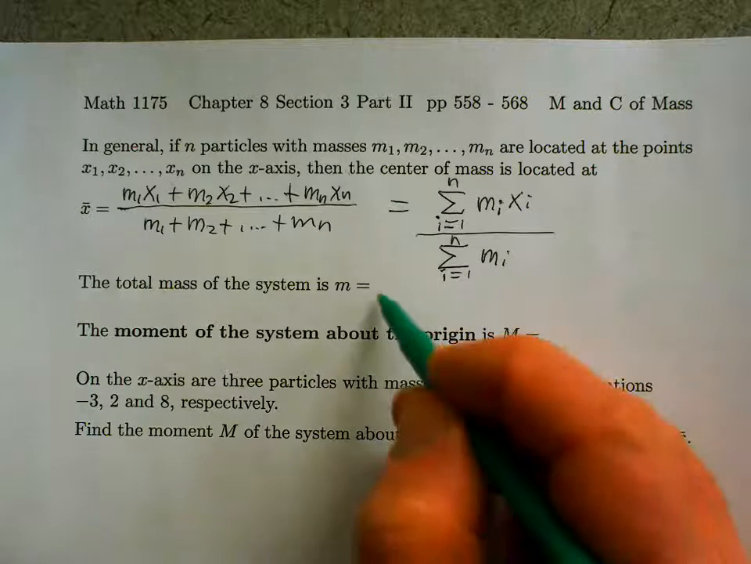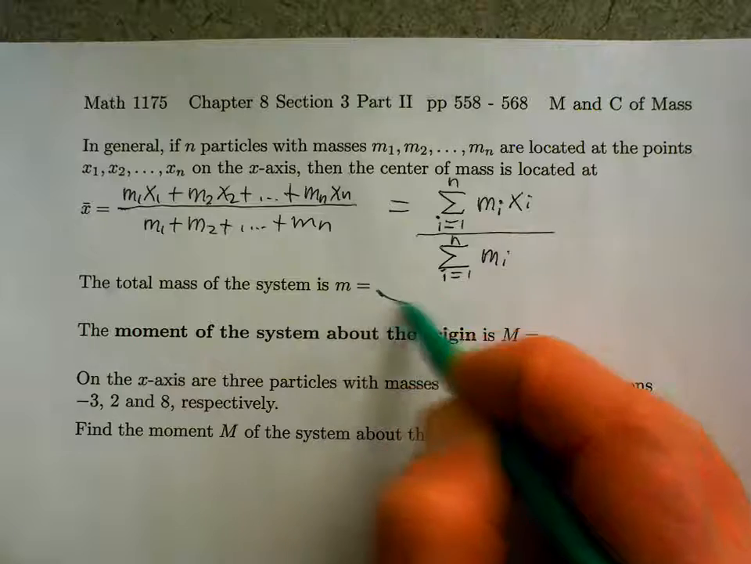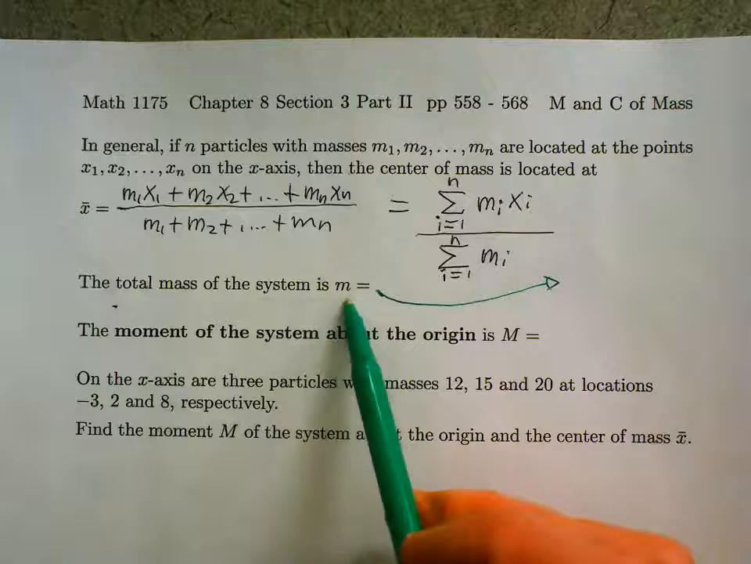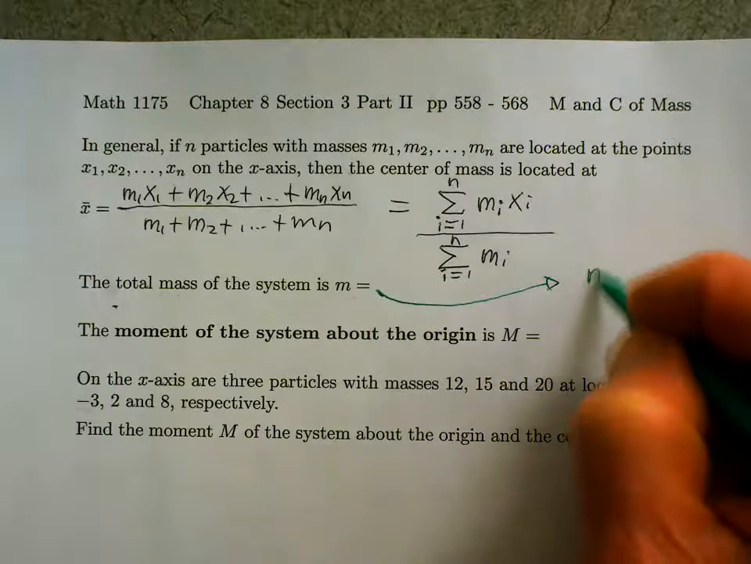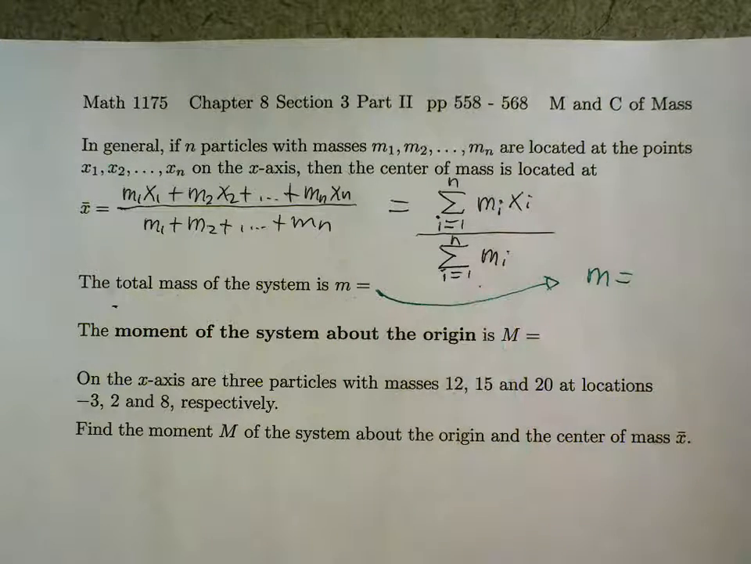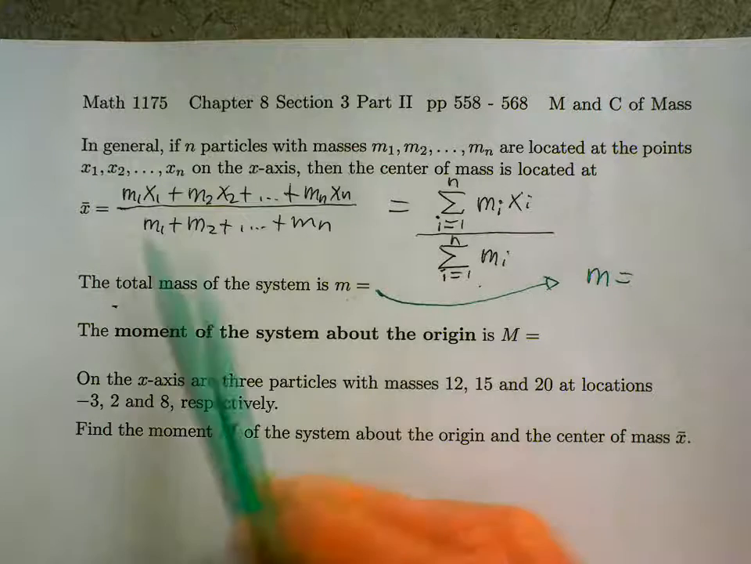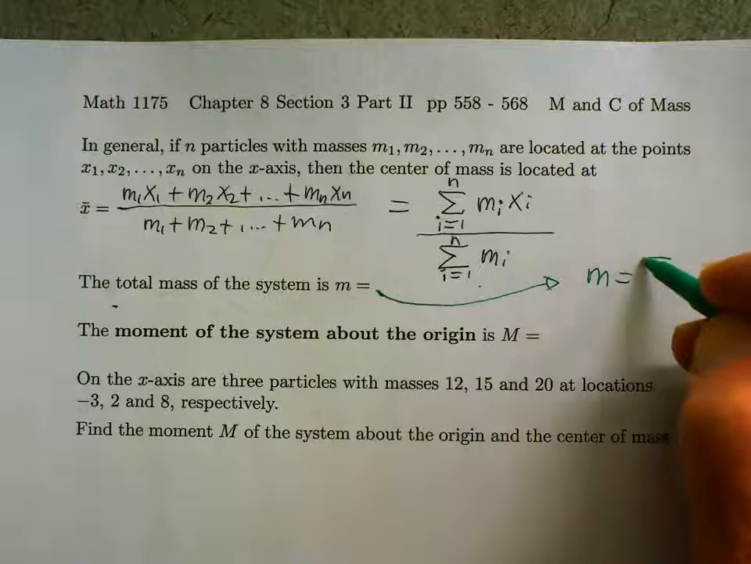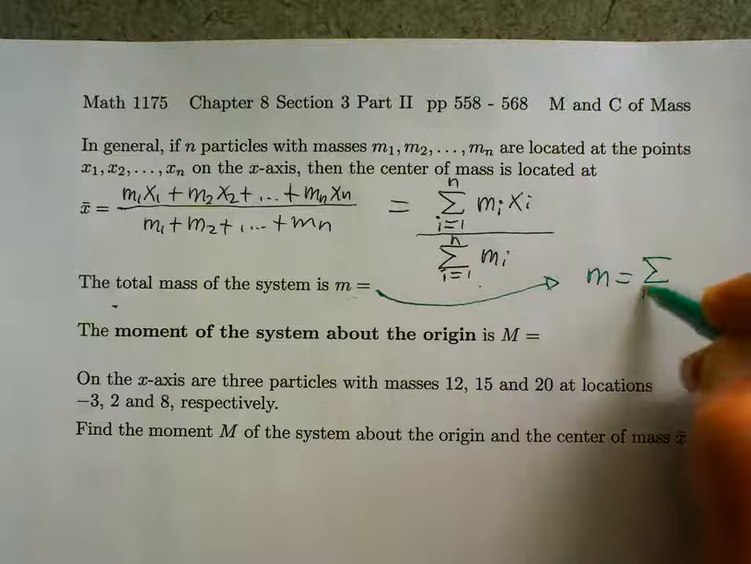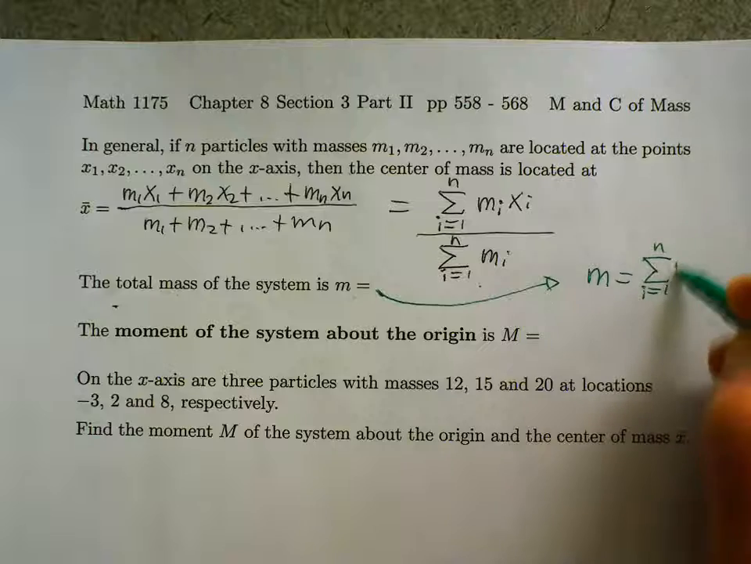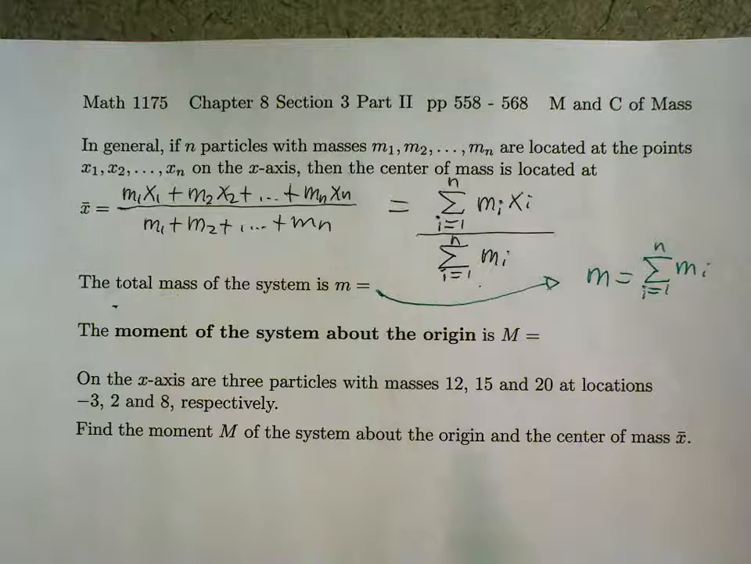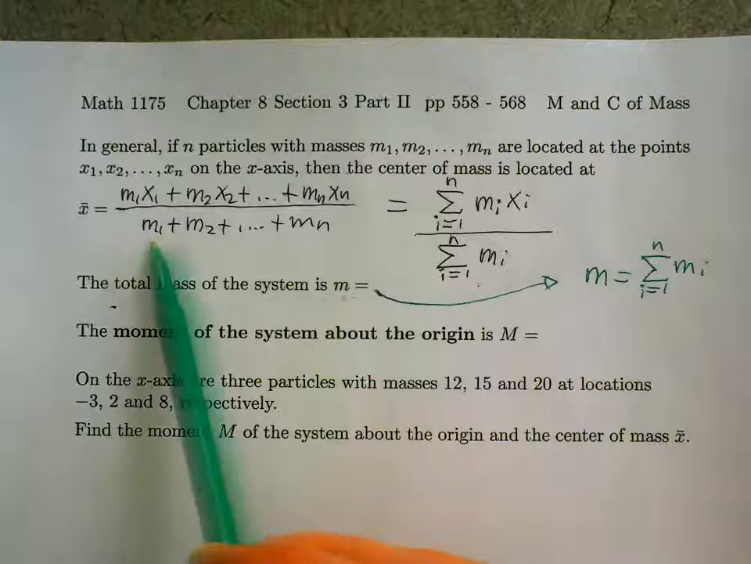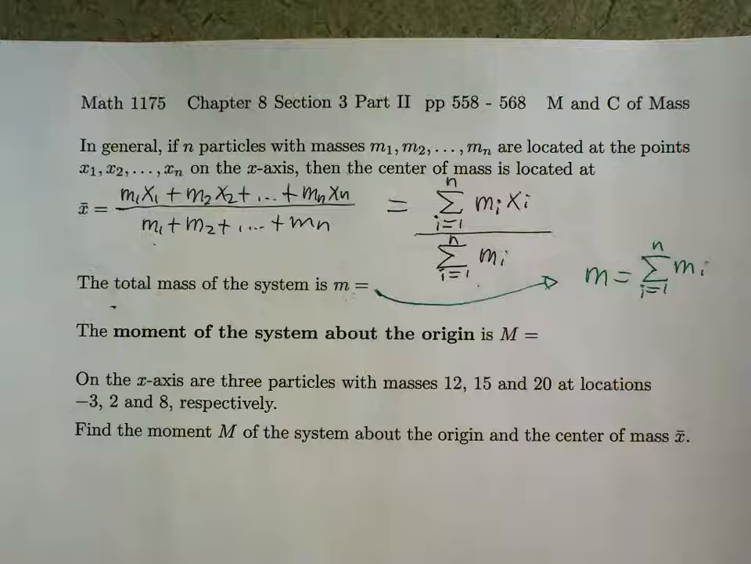I sort of used some space that I wanted to use. The total mass of the system, m, is just this denominator, m1 plus m2 and so on up through plus m sub n. I'll just write it in sigma notation. The total mass of the system m, we refer to as the sum of the individual n masses.